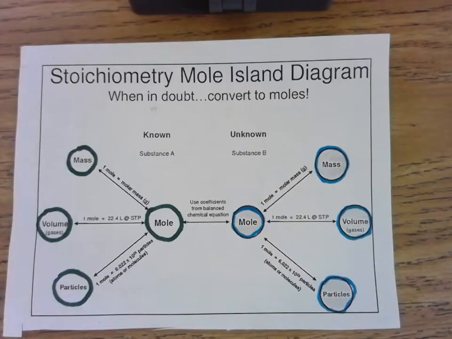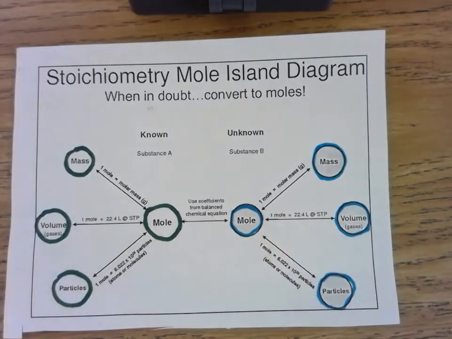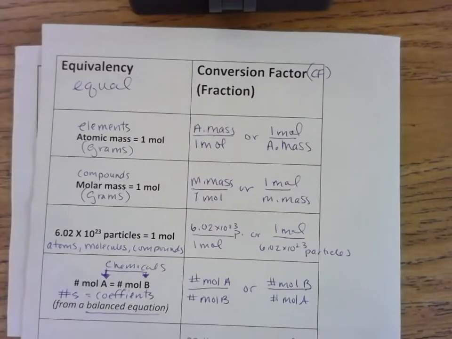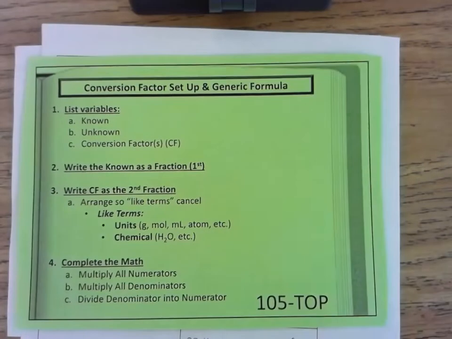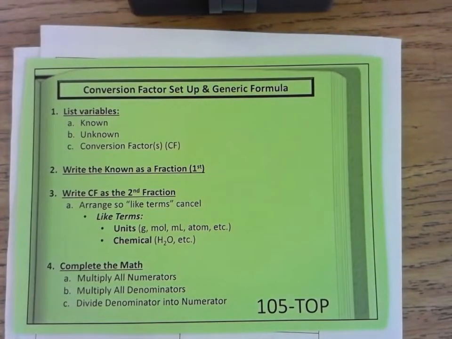In this lesson, we're going to learn how to do basic stoichiometry problems. Very, very simple ones. We can use the information from our new mole island, which has the equivalencies for us. We can also use the same information from here, which we set up the day before. And we're also going to use this information that I had you write onto the top of your notebook, page 105. These are basic directions for using conversion factors and the general formula for stoichiometry.